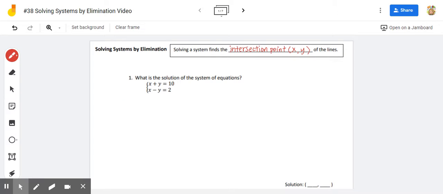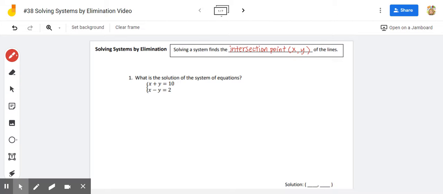Guys, so today we are going to learn about number 38. We are going to solve our systems not by using Desmos on the calculator, but by using algebra. So remember that solving a system finds us a solution, and the solution is the intersection point that we write as an x comma y, a point on the graph.